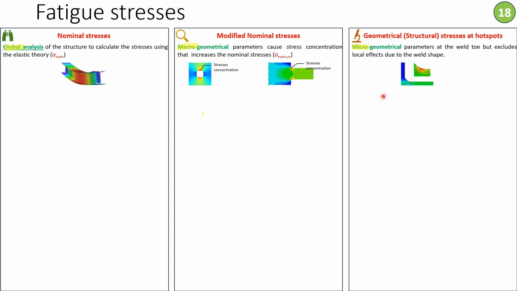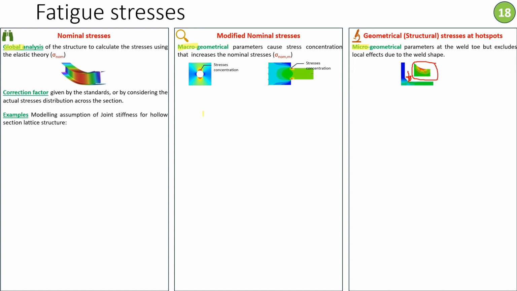Finally, geometrical stresses at hot spots. In the beginning, I would like to explain that codes refer to the stresses at weld toes as the stresses at hot spots. This is a zone of high stress concentration due to the microgeometry of the weld and the notch effect created by the weld in the parent metal. Let's talk about each one of them in a bit more detail.